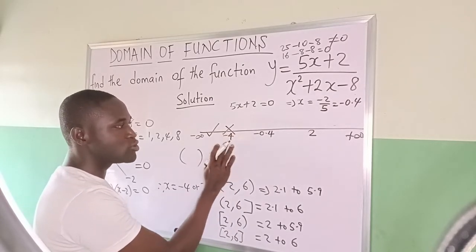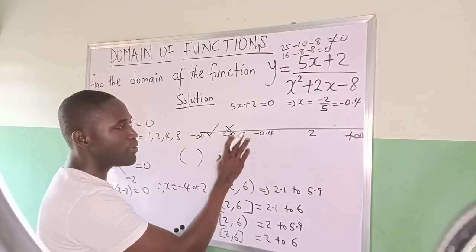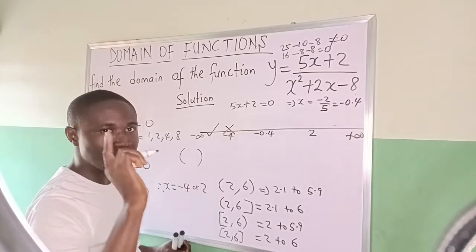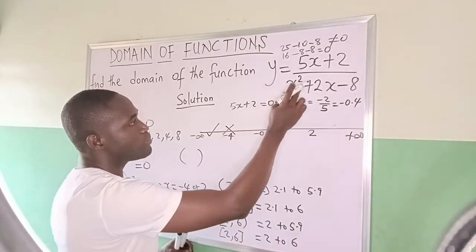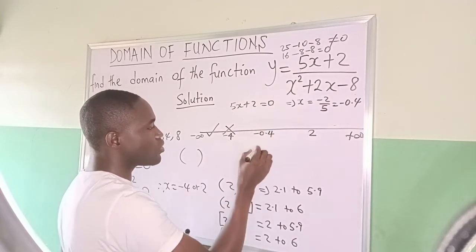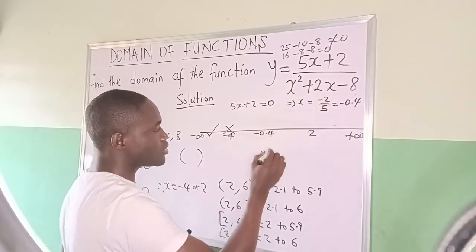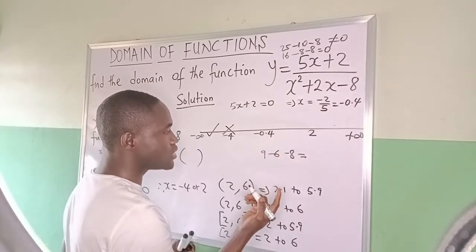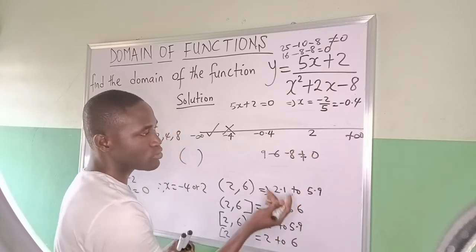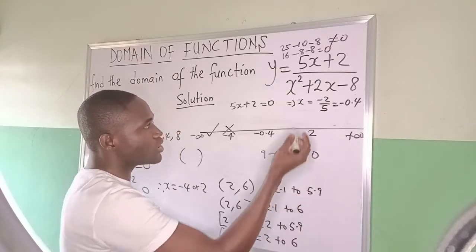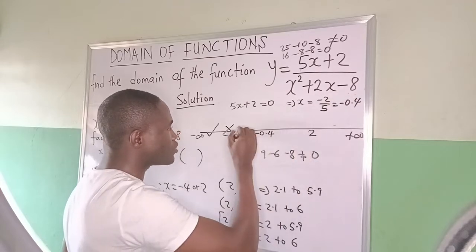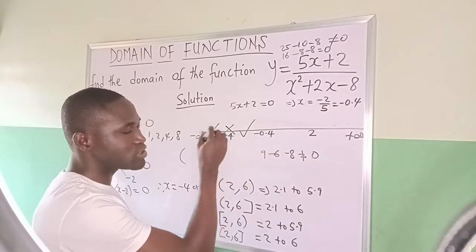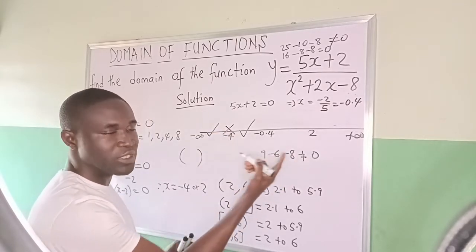Pick any number in between minus 4 and minus 0.4. You will be having minus 3, minus 2, minus 1. Just pick only one. Minus 3. Put minus 3 here. Minus 3 squared, 9. 2 times minus 3, minus 6, minus 8. Is it 0? Not equal to 0. It won't give me 0. Because it won't make the denominator 0, I will say here, good, it is a defined answer. But once it gives me 0, I will say bad. But it didn't give me 0.